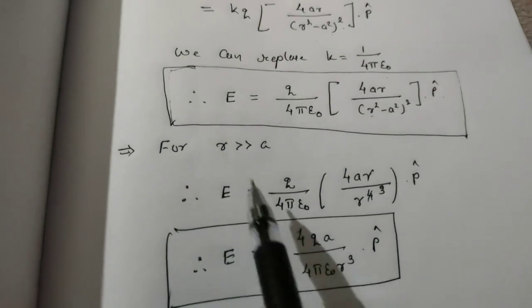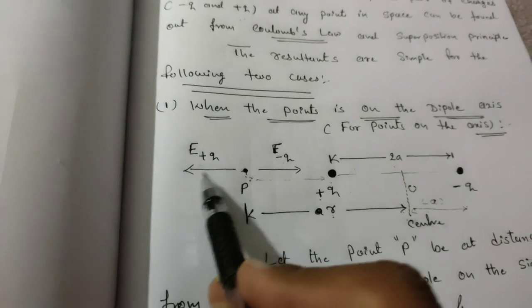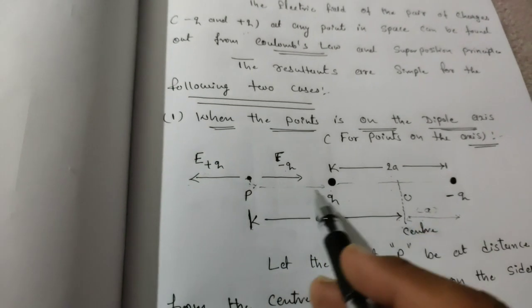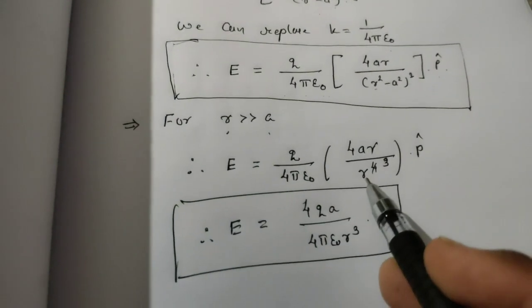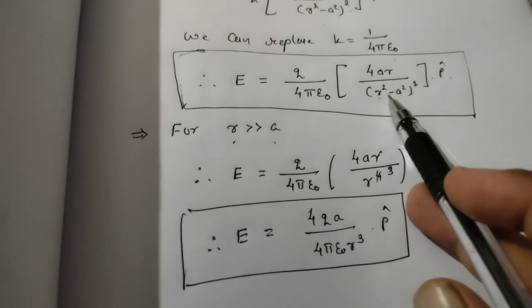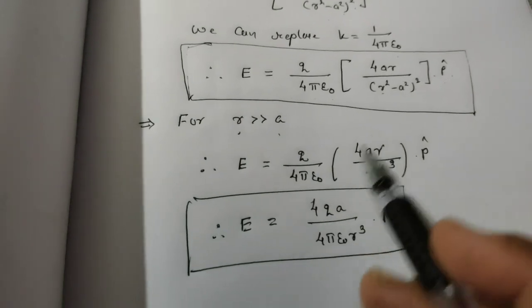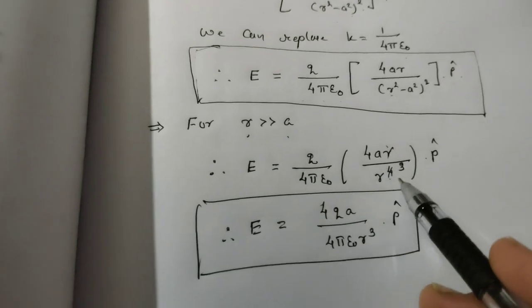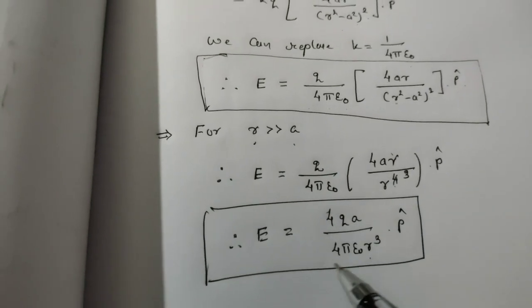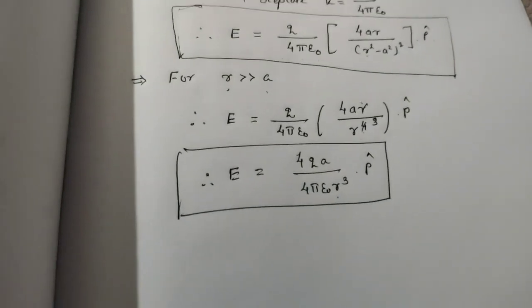Okay, now we have a special case. If r is much greater than a, meaning our point P is very far from this, it means we can neglect this a. So while we are neglecting this a, over here we have r to the power 4, because r square whole square means r to the power 4. So r divided by r to the power 4, here just cancel out, we will get r cube over here, and the rest of the quantities are as they are.